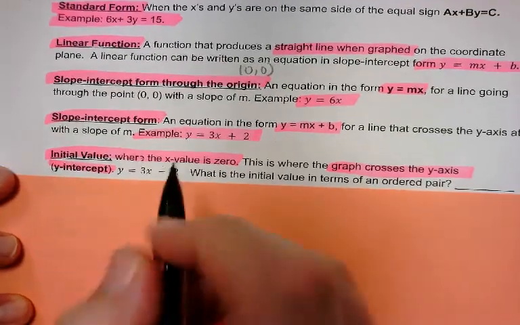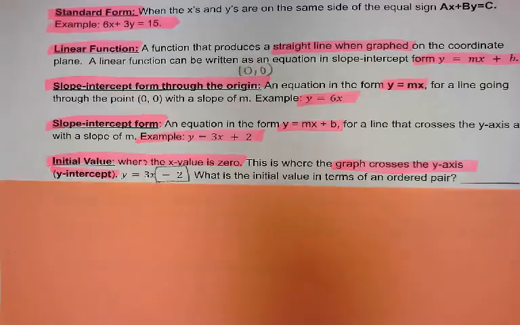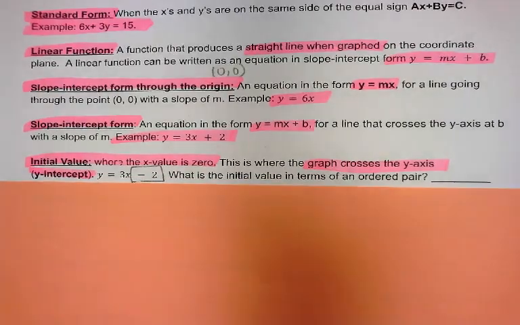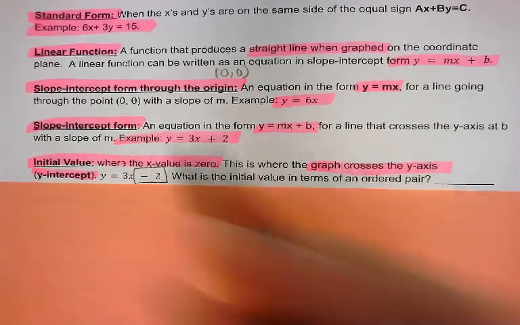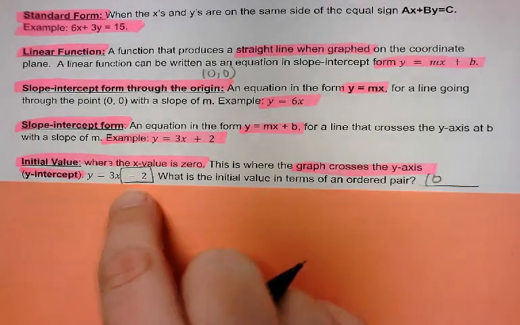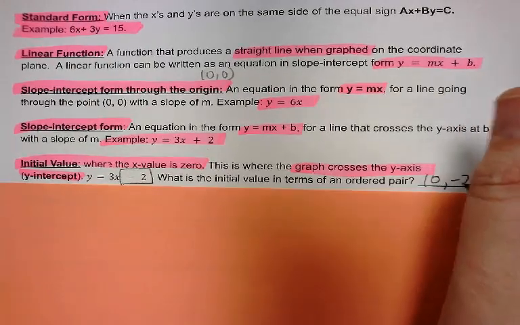So this right here is my initial value. If you remember, it's where it would cross the y-axis. That means that our x value is 0, so the first number in our ordered pair is 0. The second is going to be this initial value, or y-intercept, so it's going to be negative 2.